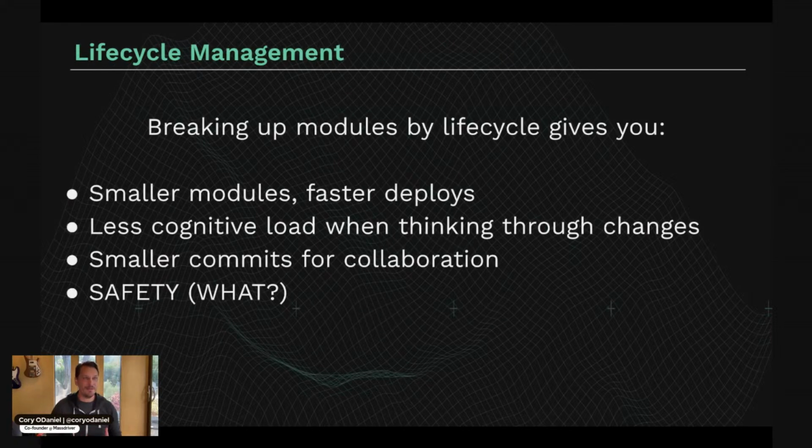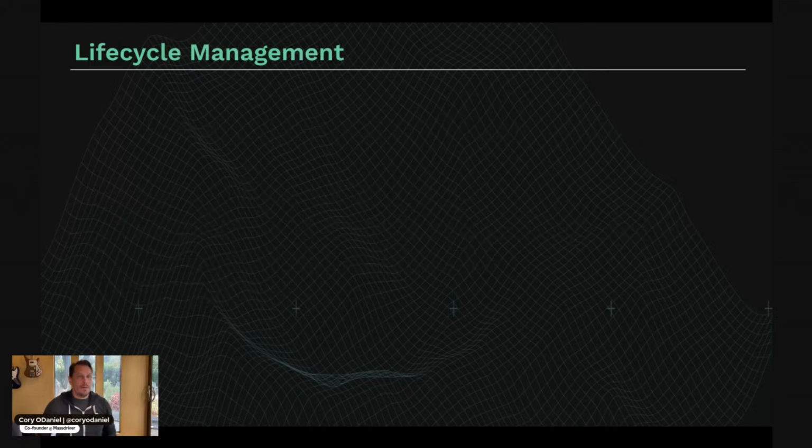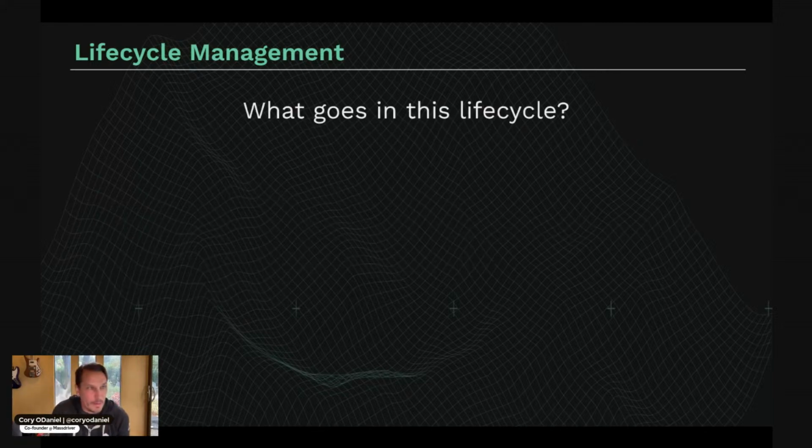Breaking up modules by life cycle gives you a couple of things. It gives you smaller modules, which makes your deploys faster. It lowers the cognitive load. You're thinking about just this one very specific use case module. I don't have to think about backups and encryption and databases and replicas and scaling. I can just think about Postgres. Smaller commits for collaboration makes it easier to get work through, and safety. Being able to be resilient in the face of disaster. And so when you're thinking about lifecycle management, you have to think about what goes in this lifecycle.